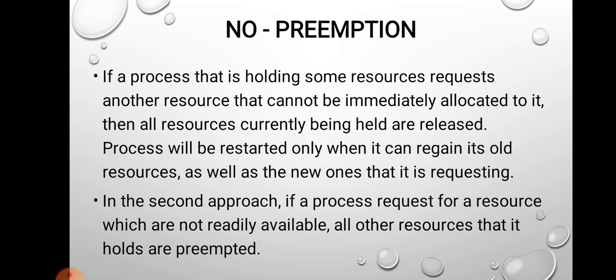If that resource is not being used, then the operating system is going to preempt it. Preempt means we take it from the waiting process and allocate it to the requesting process. Clear? If the resource is being used by the requesting process, then it has to wait. This approach can be applied to resources whose states can be easily saved and restored, that is by using the PCB, the process control block.